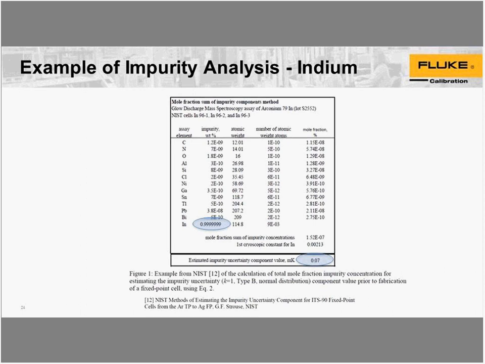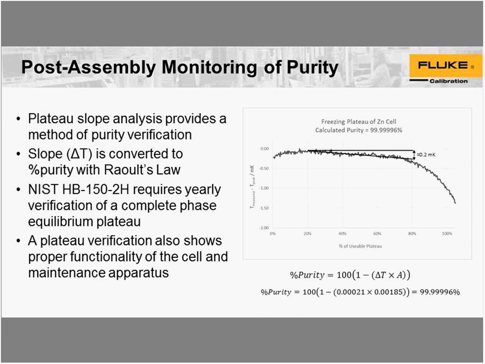Like we said at the beginning, you can do all this work, but it still doesn't guarantee a particular realization temperature, because there's more involved than just the impurity. Once the cell is made, the only method of evaluating impurity is by intercomparing cells and doing plateau variations. It's a very handy feature of fixed points that you can use the cell, calculate the slope of the plateau, and then reverse calculate back to the level of impurity. Here we have an example of a fixed point cell where the plateau changed by about 0.21 millikelvin. When we put that back into the equation, we see that the calculated purity is about 99.496% for the cell tested in our Fluke lab.